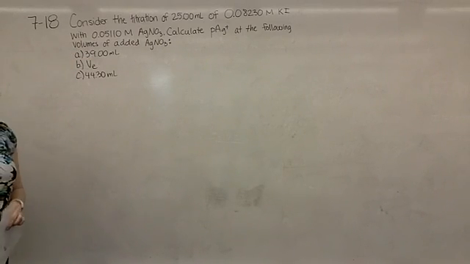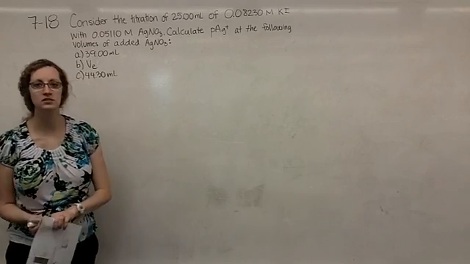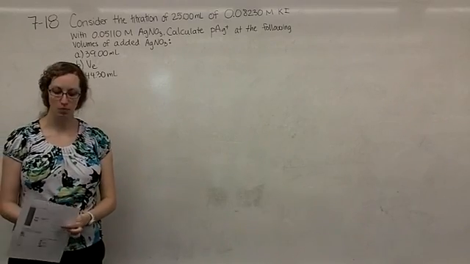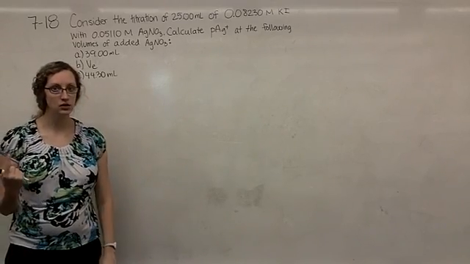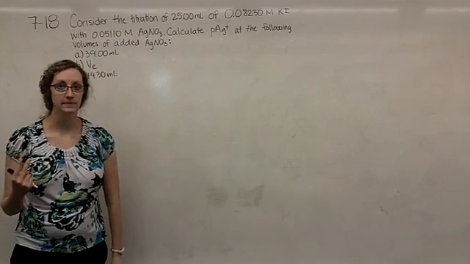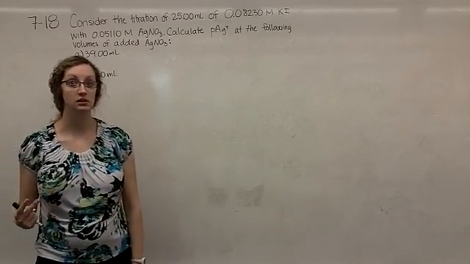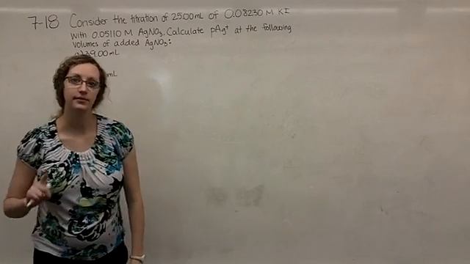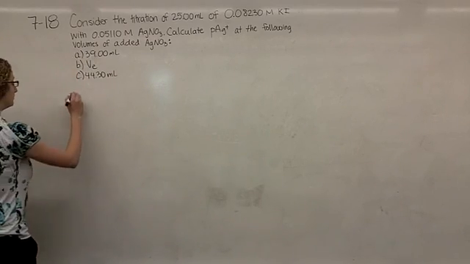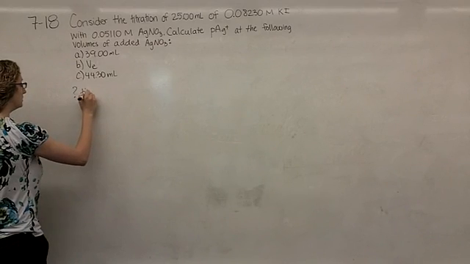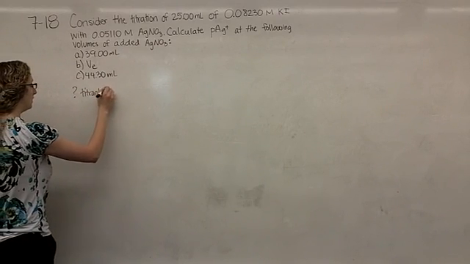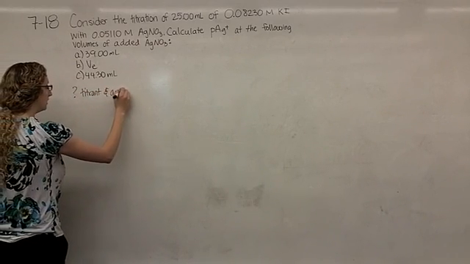So the first thing that we have, even before we start this problem, is to look at what is the titrant and what is the analyte, okay? And then this gives us a sense of what our titration curve is going to look like. So first off, titrant and analyte.